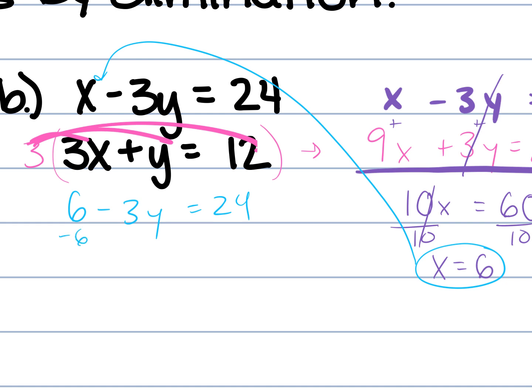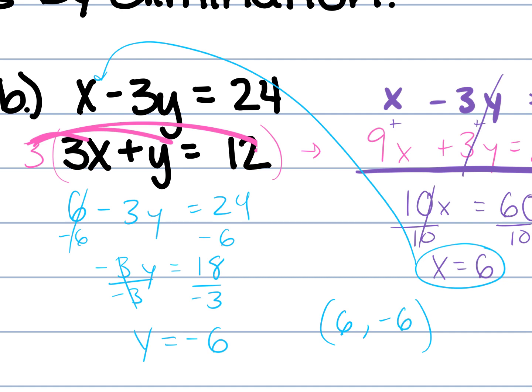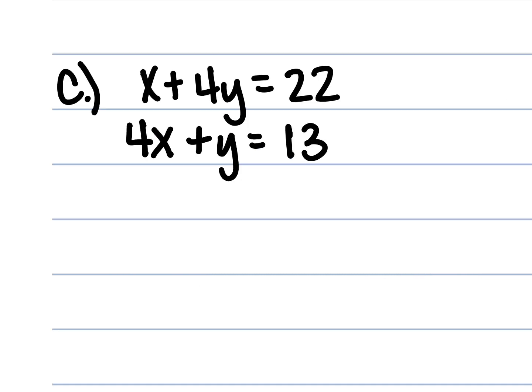So I'm going to subtract 6 on both sides. So -3y is equal to what? What's 24 minus 6? 18. Divide by -3. So y equals -6. How would I write my answer? Six comma -6. Perfect.